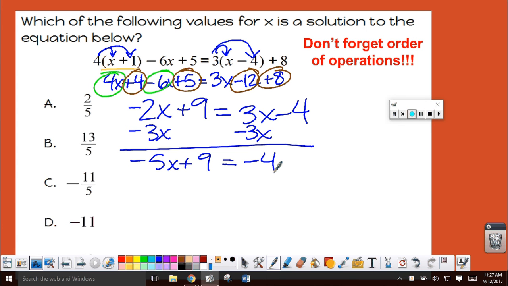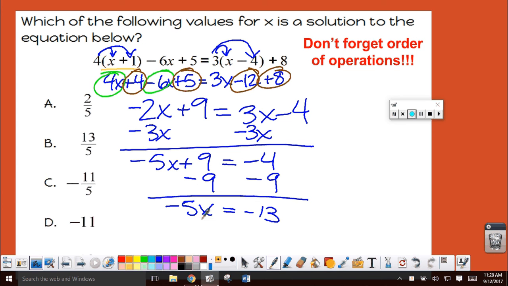Okay? Do I have all my x's on one side? Yes, they're all on this side. Do I have all my numbers on one side? No, they're currently on both sides, right? So what do I need to do? I need to move the 9. How do I move this 9? Subtract it and move it over. So I'm going to subtract 9 from both sides. And that's going to give me what? Okay, negative 13 on this side and negative 5x on the left side.